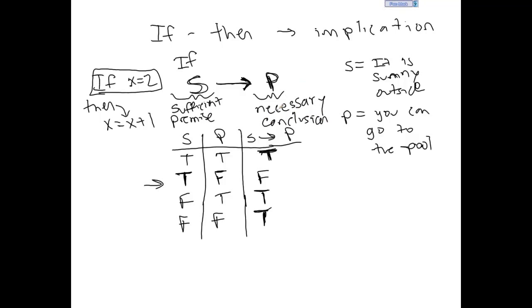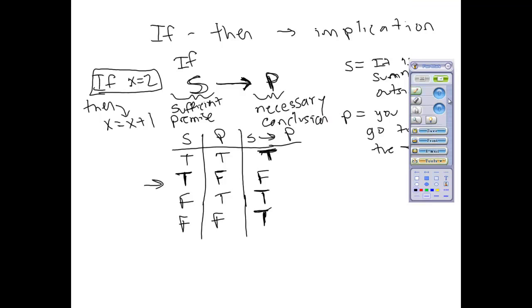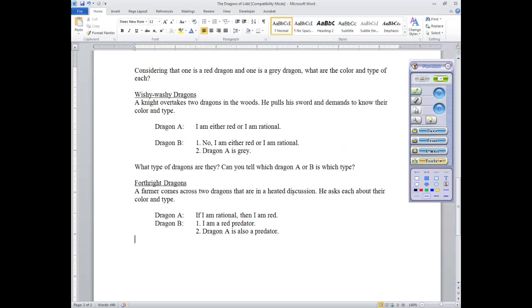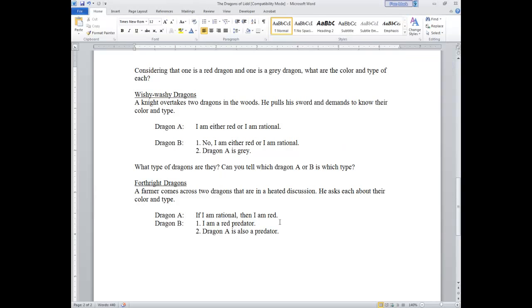So that's oftentimes how we write things. Okay, so let's jump back to this. So here we have, if I am rational, then I am red. Okay, what does that say about Dragon A? So Dragon A says, if I am rational, then I am red.